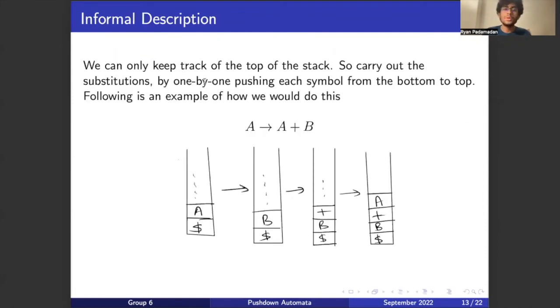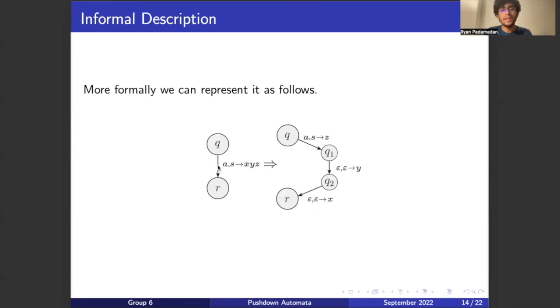Now, how would we do a substitution on the top of the stack? Our idea is to go backwards. So let's say we have the substitution A gives A plus B. So we first replace A with B, push plus, push A. So like in the stack, we would replace A with B, push the plus, push A. Now we can formally represent it like this. On reading the symbol A, we replace S with X, Y, Z. And internally, there are two states that aren't shown in the shorthand notation. So we would replace S with Z, push Y, push X.